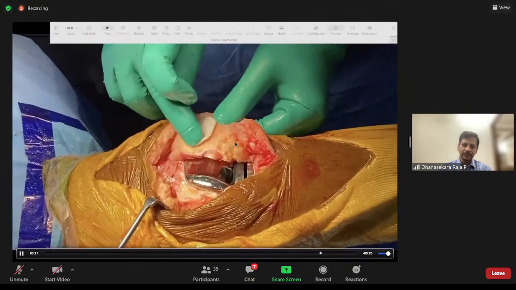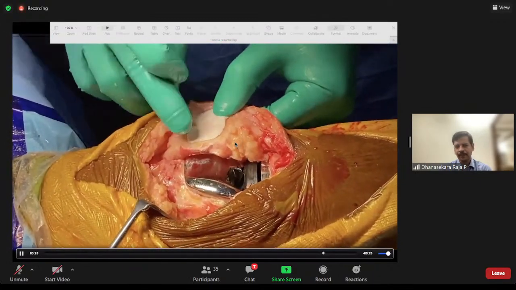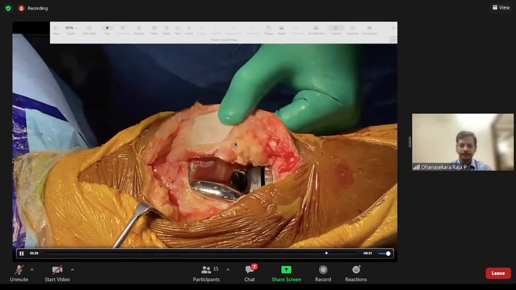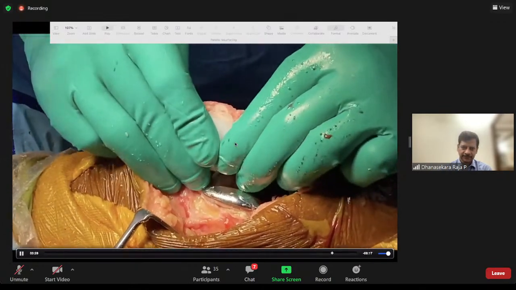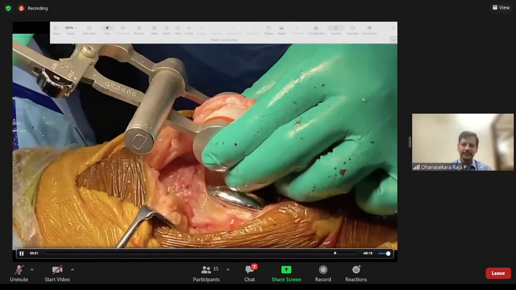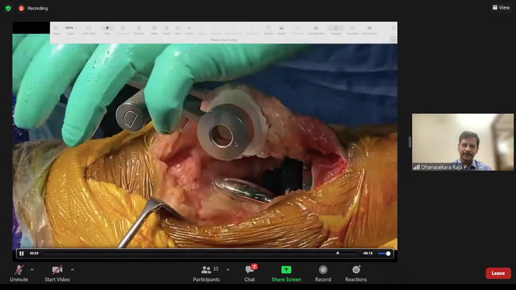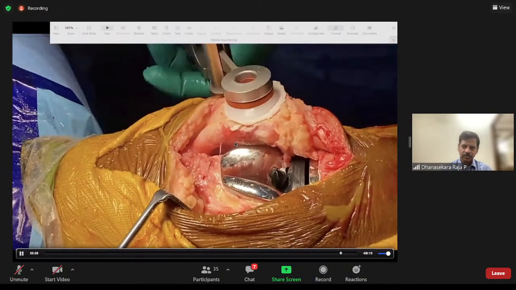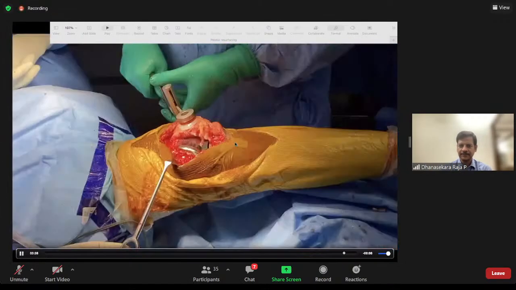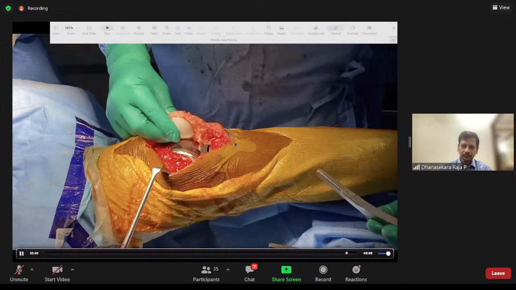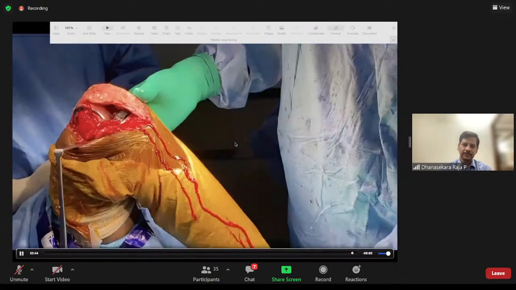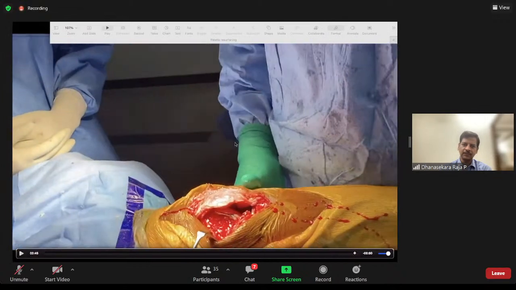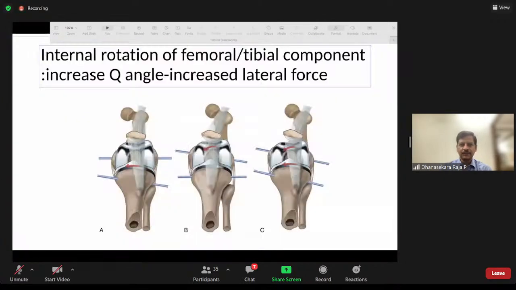The posterior stabilized prosthesis, you can see the cam post mechanism. I use cement on both sides, on the implant side and the bone surface. Just pressurize it and remove the excess cement. Once the cement is set, we again check for tracking. It has to track in the center of the trochlear groove without lift off. So this is the technique for patellar resurfacing.